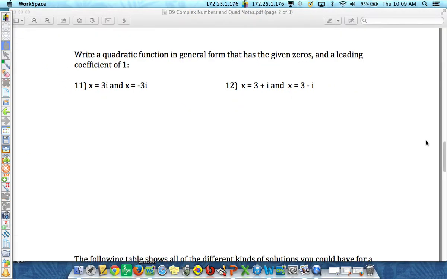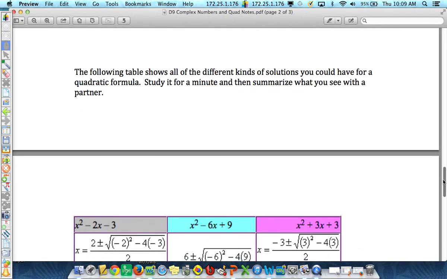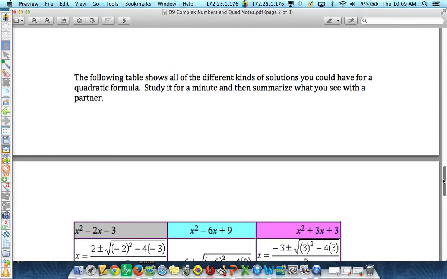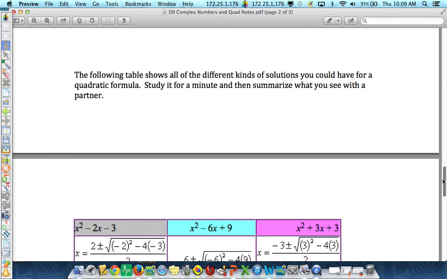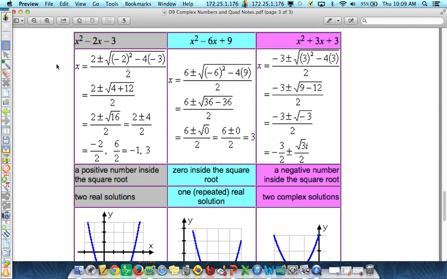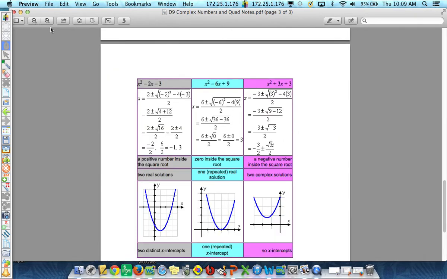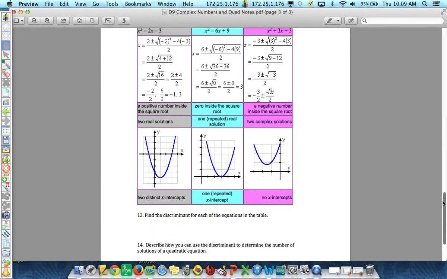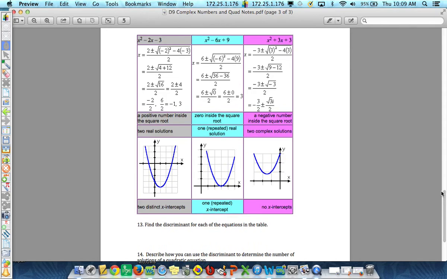For this last part, look at the next page here. There's a table that shows all the different kinds of solutions you could have for a quadratic formula. Study it for a minute and then summarize what you see. So if we look at this, I'm going to just shrink it down so we can see the whole thing. If you look at the first column for x squared minus 2x plus 3, you'll notice that when they did quadratic formula and simplified their answer, they got two real numbers, negative 1 and 3. There was a positive number inside the square root.